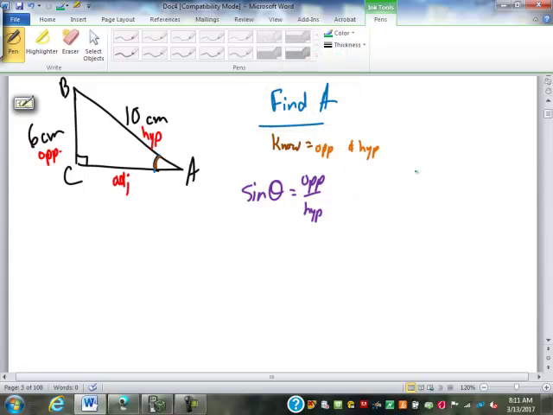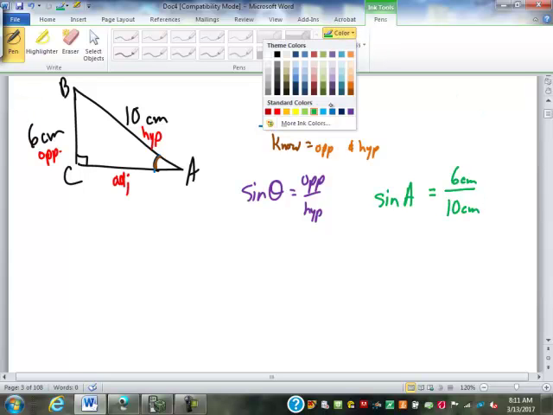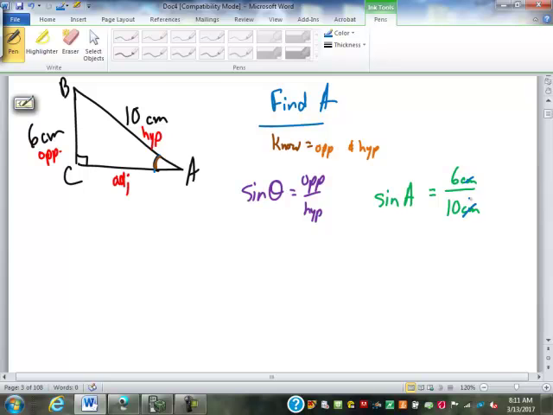So put in what we know. Well, we do not know the angle. Angle A is what we're looking for here. The opposite side is the 6 centimeters. The hypotenuse is the 10 centimeters. Now, since these are the same units, I can just cancel them out. I put the units in there only because I have to make sure that they're the same units on both sides.